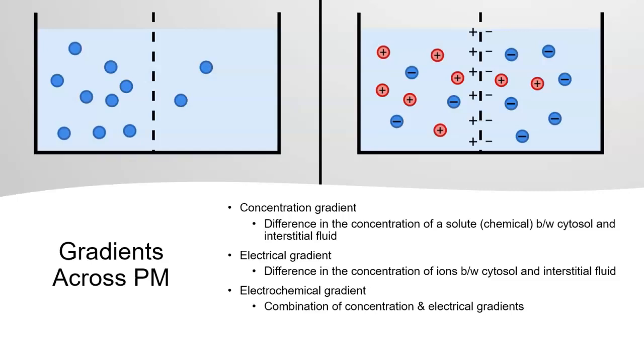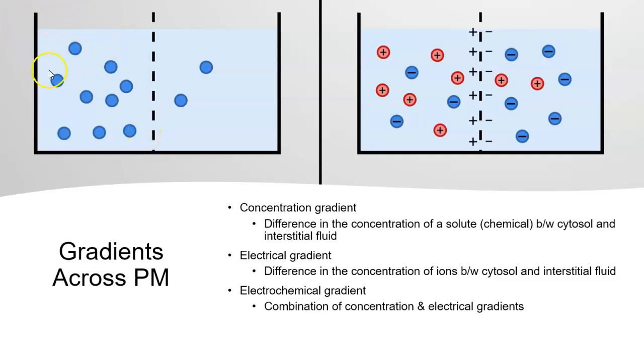So before we can do that, we need to understand what gradient refers to. So we have gradients across the cell membrane. Gradient simply means there's more of something in one place as compared to another. The simplest is the concentration gradient. If you look at the image on the left side of the screen, we have a container that has a semi-permeable membrane running right down the center, which means some things can cross and some things can't.